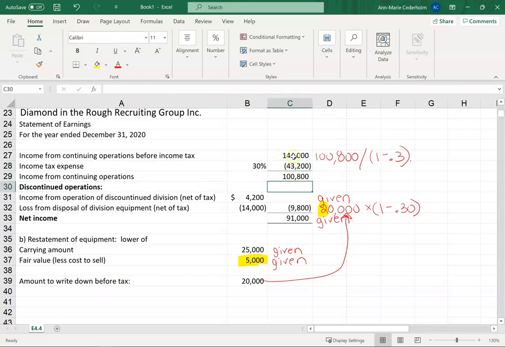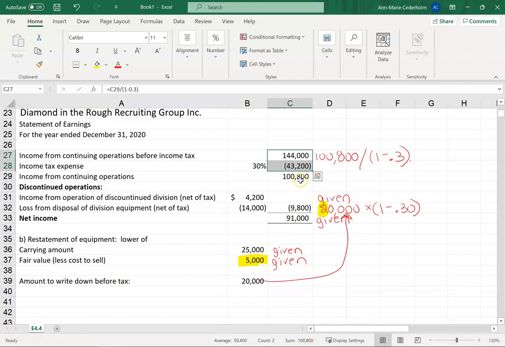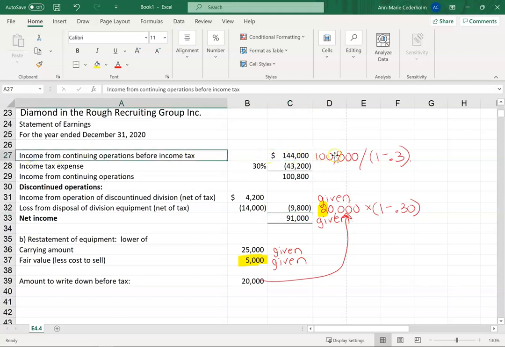And then what I would do is just check that that actually works out. So the income from continuing operations is the 100,800 just down there. So that's perfect. And now I'm done. So this one was a little bit tricky only because I had to work backwards on my discontinued operations statement. But sometimes they'll give you all the information so we can start with the income from continuing operations and then work down.